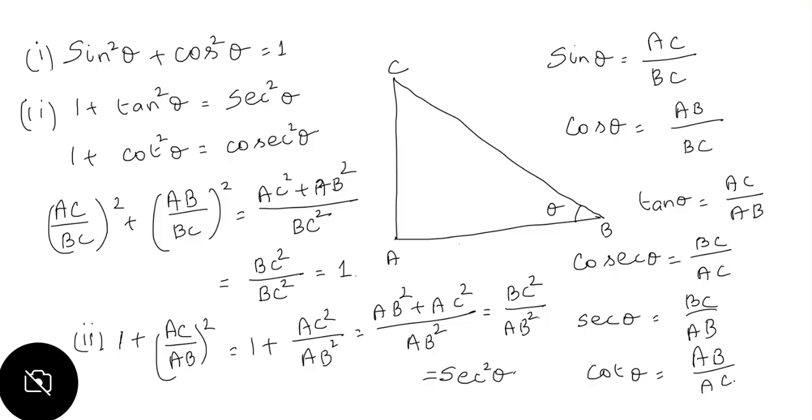And therefore, I am leaving the 1 plus cot square theta equal to cosecant square theta to be proved by the student. You can just make a try on it.